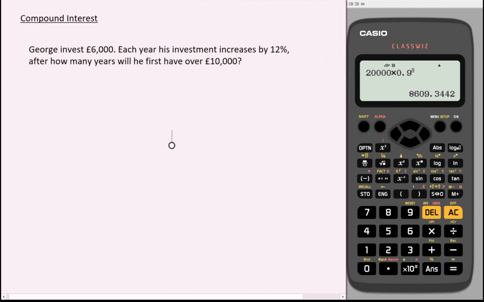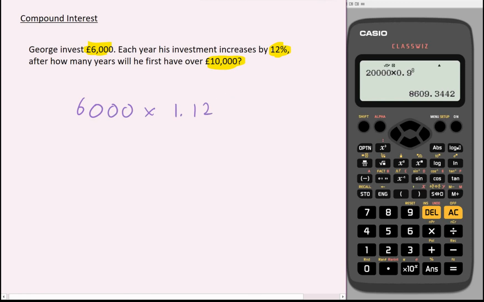Okay, occasionally you get some slightly more worded problems. I'll quickly go over this one. So George invests £6,000. Each year his investment increases by 12%. After how many years will he first have over £10,000? So this question is slightly awkward at first glance because we don't know how many years. So we can't really use the same formula the same way. What we're going to do is just do trial and error. So it's going to be 6,000 times 1.12, which is 12% interest, to some sort of power.